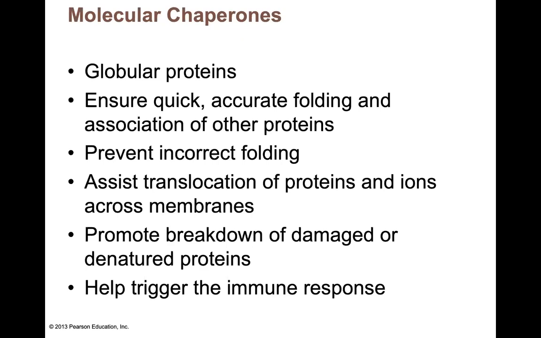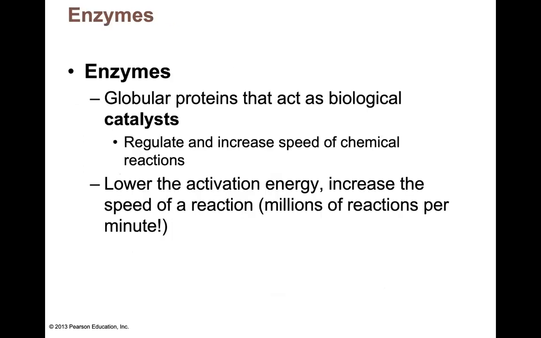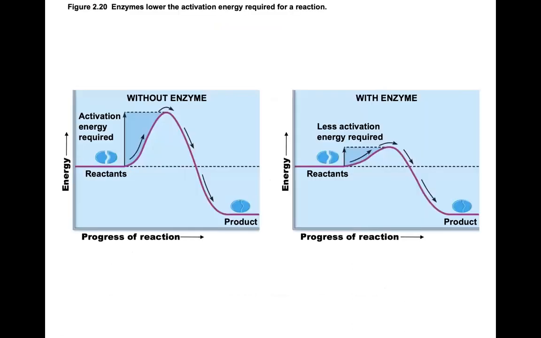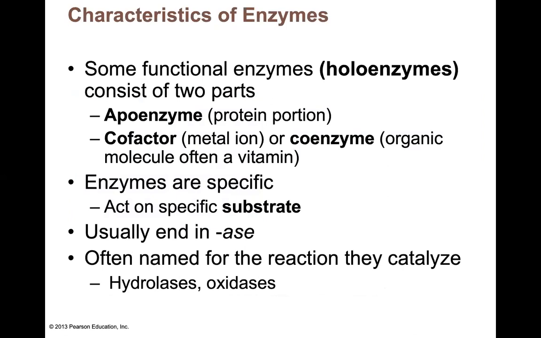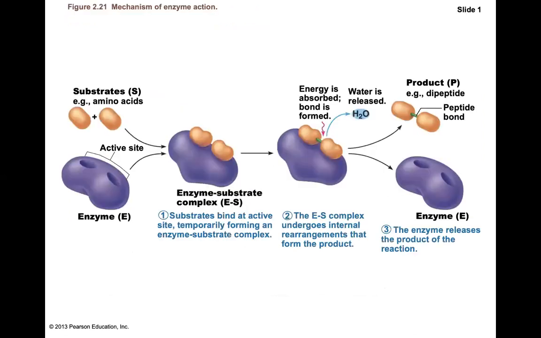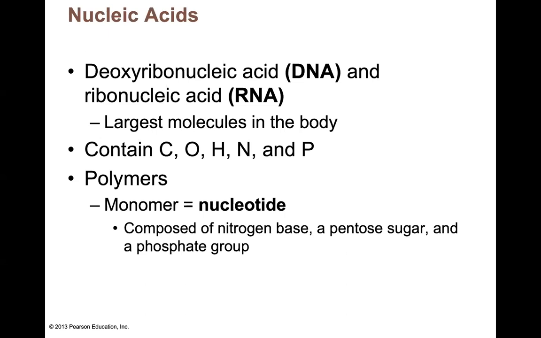Molecular chaperones, these are globular proteins that will ensure quick and accurate folding of proteins that are being synthesized by the cells. They will also help to get those proteins across membranes. And they will also help to facilitate the breakdown of damaged proteins, because you don't want damaged proteins just lingering around either. Enzymes are proteins. We'll talk more about these in AMP2 and their functions. I'm not going to get too much into the characteristics of enzymes here. We'll get into that a little bit later.